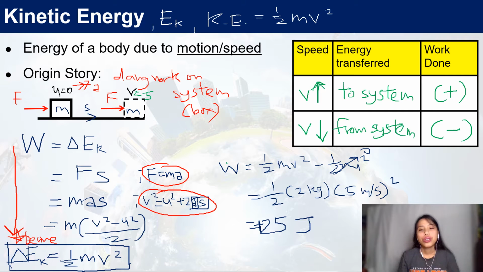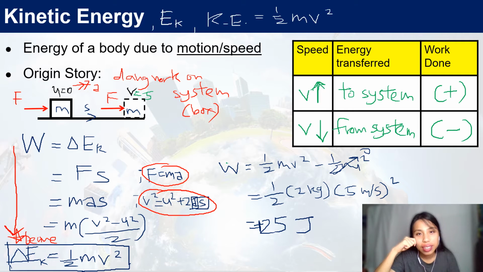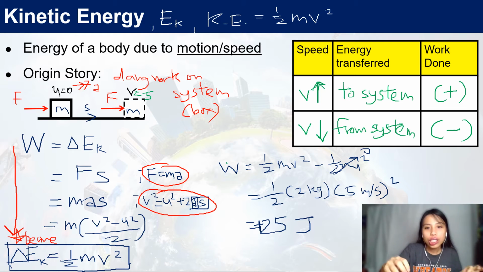Okay, we'll save that for later, but just so you know, how do you know whether work done is positive or not? You look at whether the speed is increasing, or you can look at how your kinetic energy is changing. Energy transferred to the system means your system will have more and more energy and move faster. Transferred from the system means it's losing energy. Okay, so that's the main idea of kinetic energy.